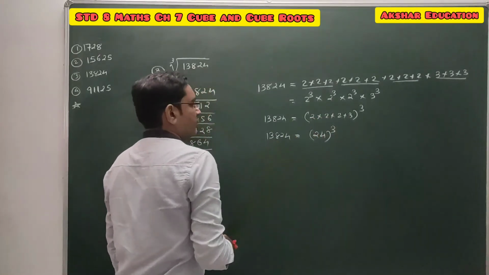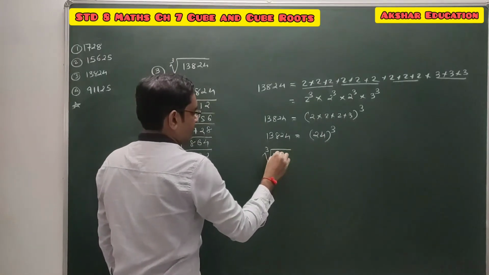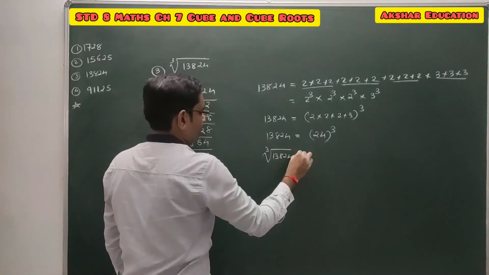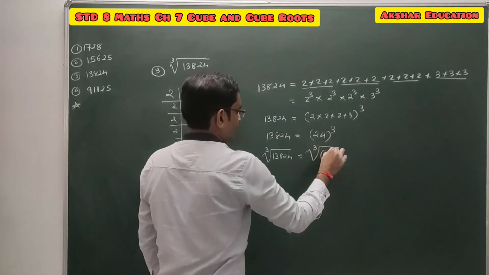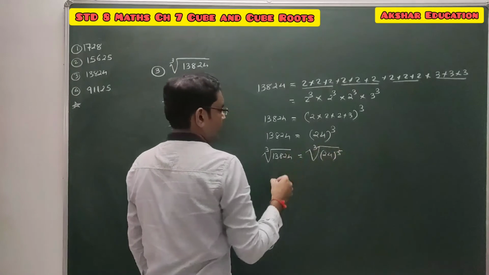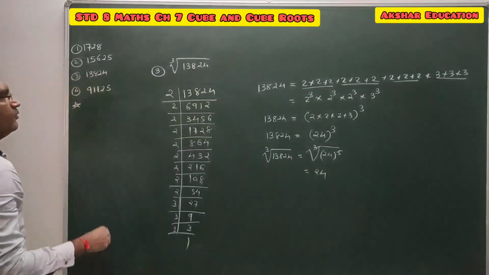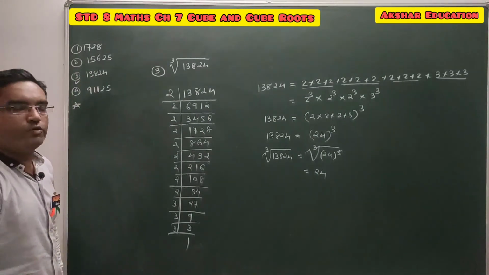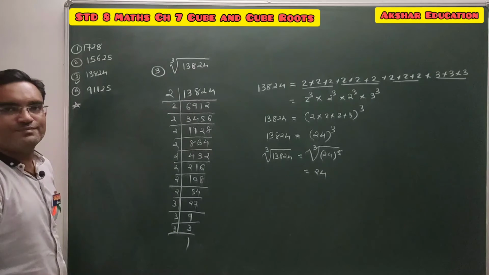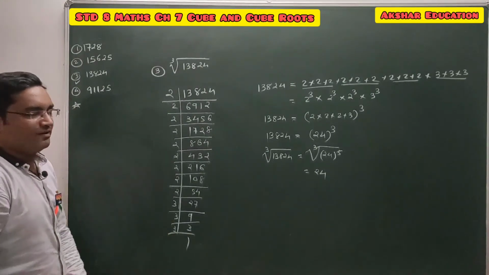है ना, this is the cube of 24 and hence cube root of given number 1 3 8 2 4 is cube root of 24 cube. So 3 3 will be cut or answer is 24. Therefore cube root of this given number 1 3 8 2 4 is 24. Clear students? Pause the video, take some rest and note it down.